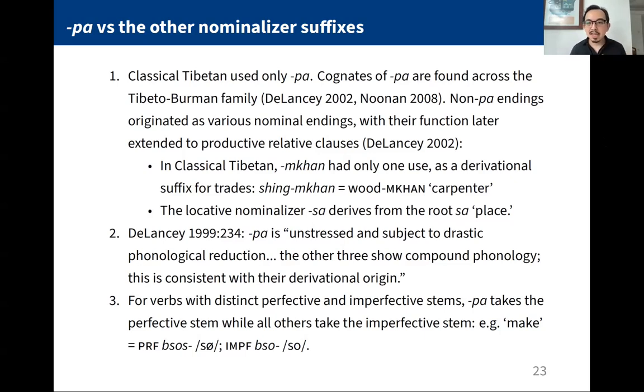The second point is that there's a phonological or morphophonological difference between pa and the other markers. That's point two there from Scott Delancey's work. And then another morphosyntactic thing, point three, is that for certain verbs that take different stem forms, pa will take the perfective stem while the other markers take the so-called imperfective stem. So again, there's a slight distinction perhaps in the structure or in the details of the pa marker versus these other markers. And this is to foreshadow something that I'll introduce in a moment.